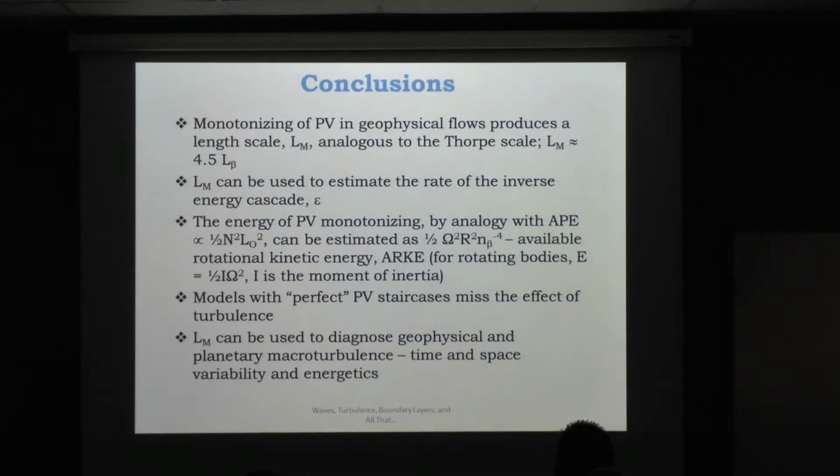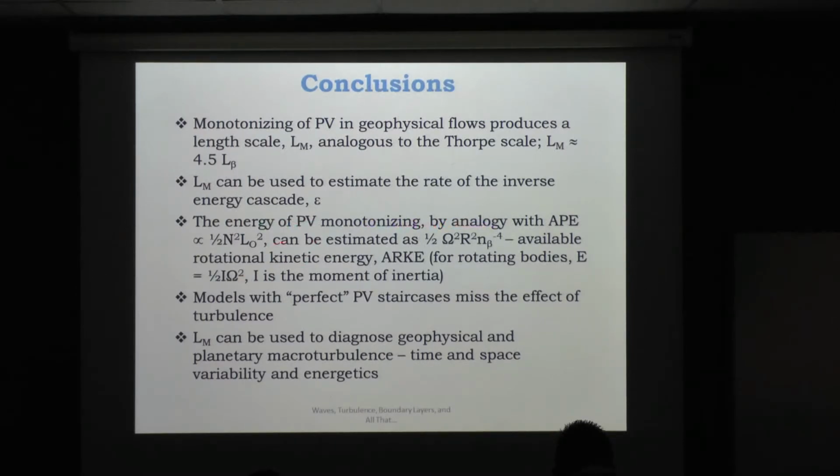Just going to the conclusion. Monotonizing of potential vorticity in geophysical flow produces a length scale which is analogous to the Thorpe scale, and we establish the coefficient of proportionality, which is most practically important. From this scale, we can estimate the rate of inverse cascade directly from a limited amount of data.